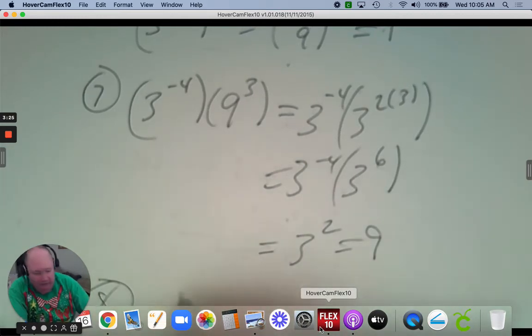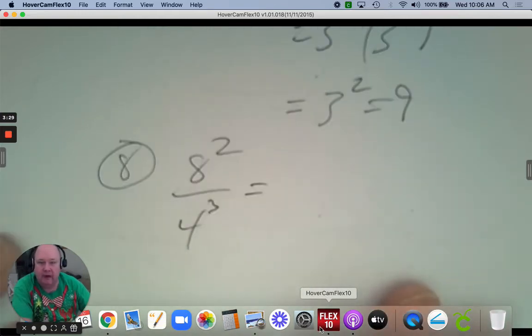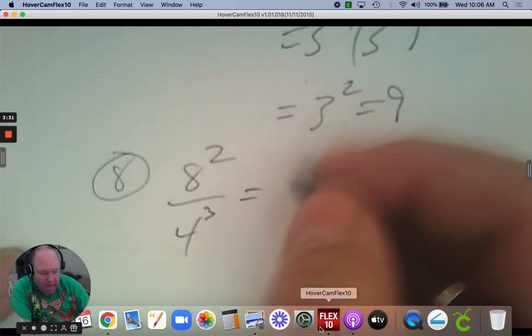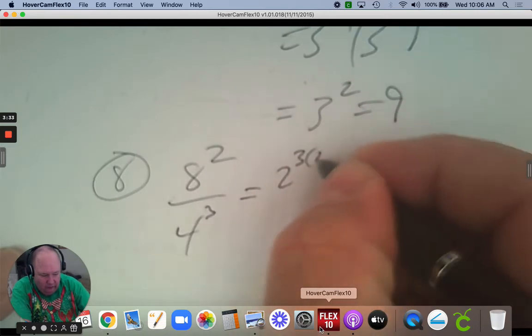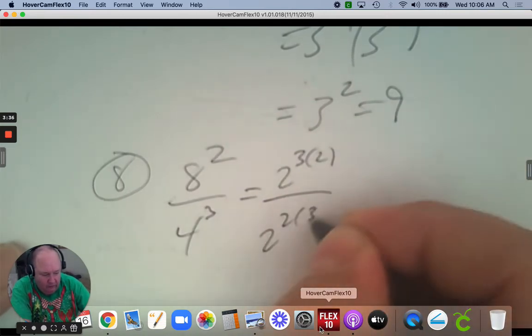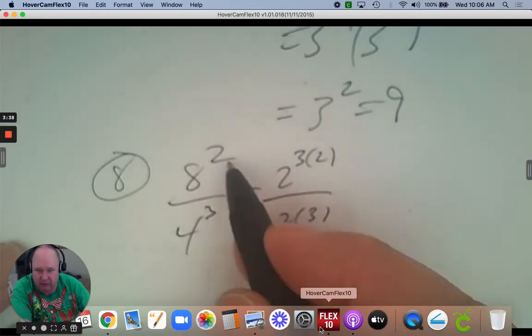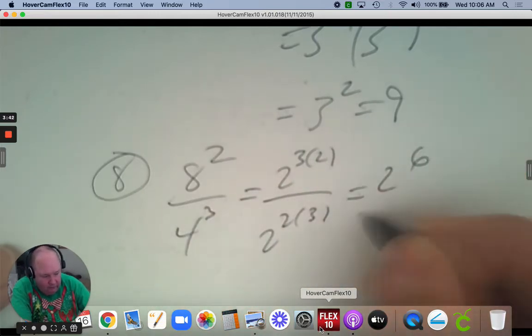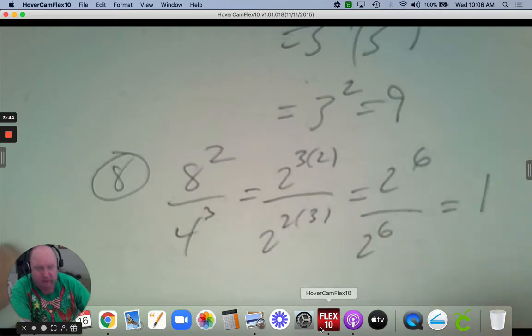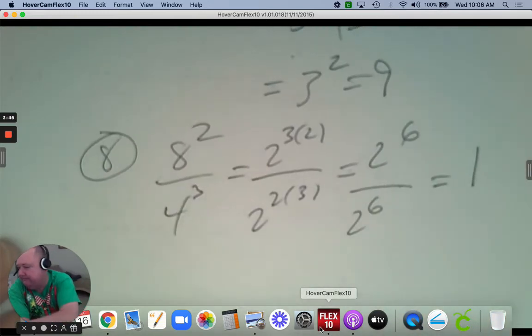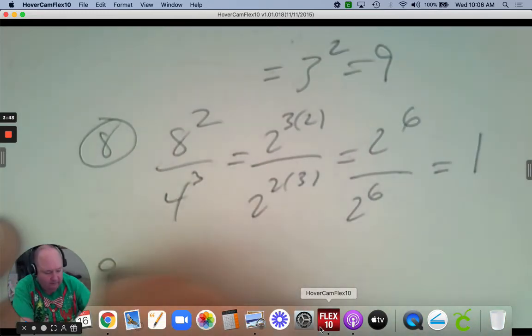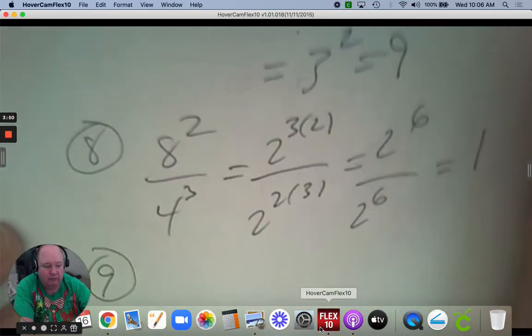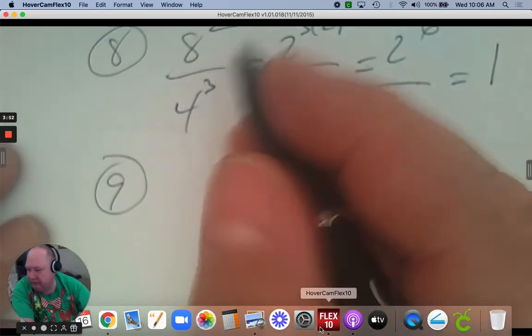So do you know your exponent laws to simplify? Number 8, 8 squared divided by 4 cubed, get common bases. 8 is 2 cubed. 4 is 2 squared. Remember, the exponent that was there before multiplies the new exponent. So it's 2 to the 6 divided by 2 to the 6. That's 1.